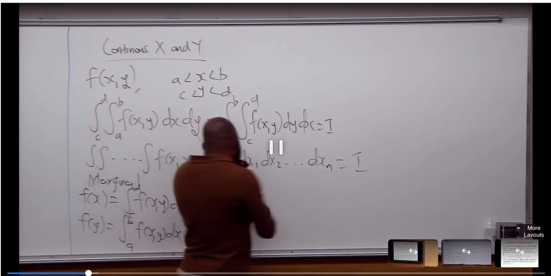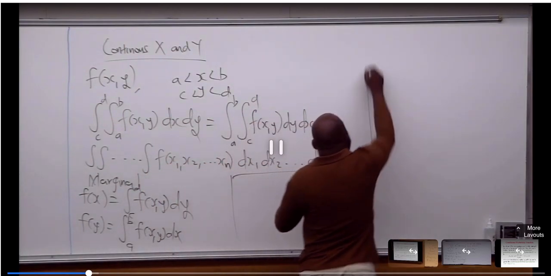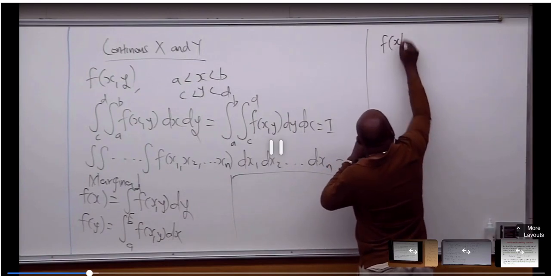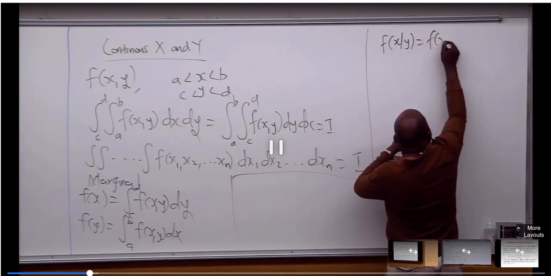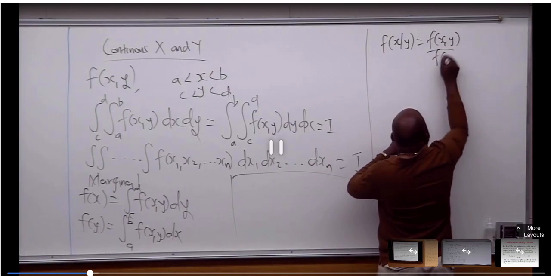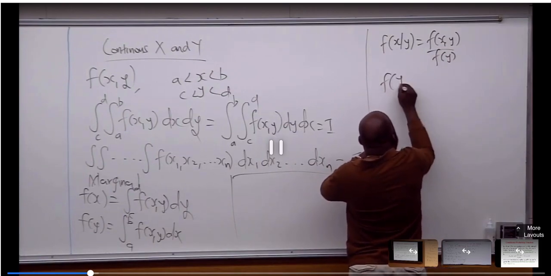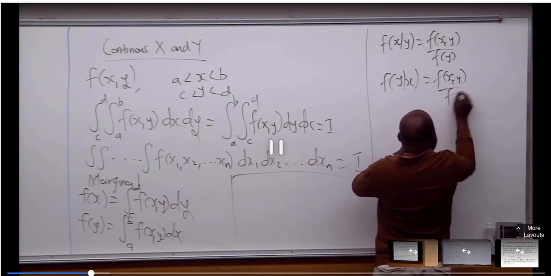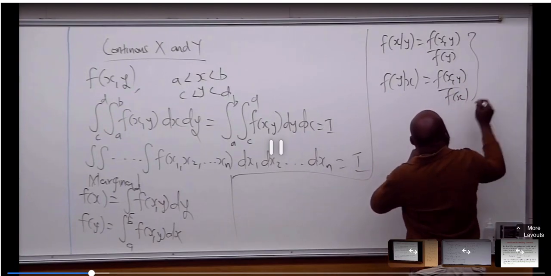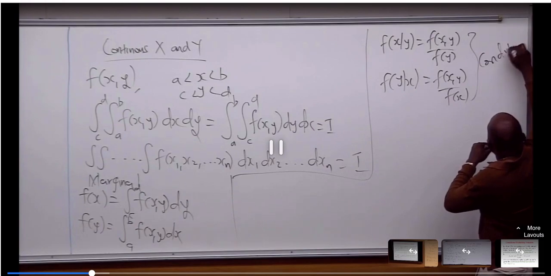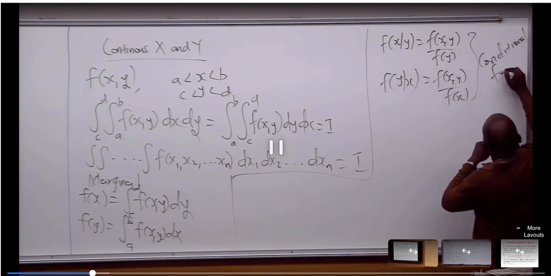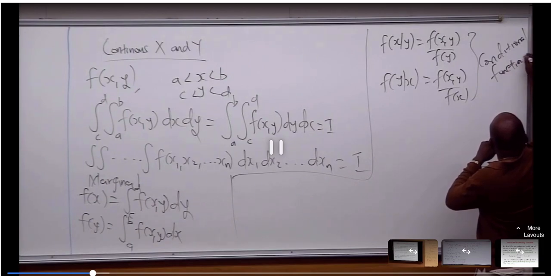Okay, now the moment you get that, you may want to find f of x given y. So it's going to be f of x y divided by f of y. You may also want to find f of y given x, which is going to be f of x y divided by f of x. These are the conditional functions that we talk about.